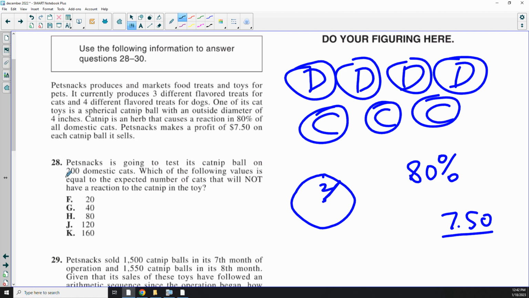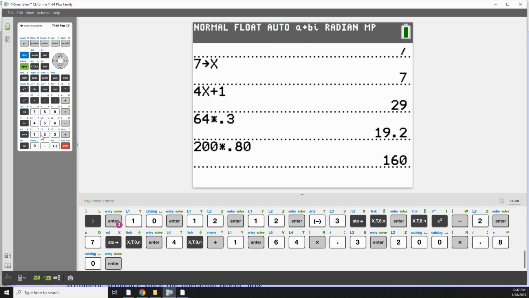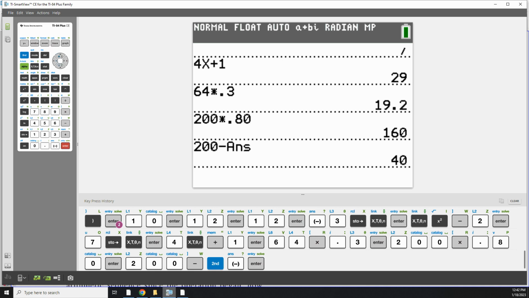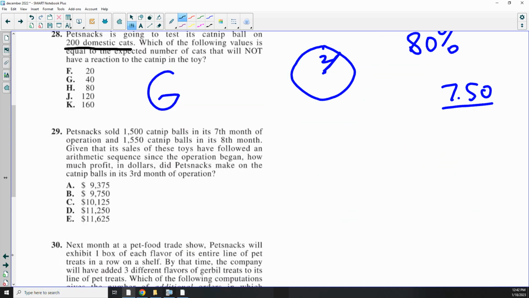Now, what do I have? I'm going to test it on 200 cats. So 80% have a reaction. Be careful. The question is, whatever I get 80%, I times it by 0.8. So that would give me 160. The question is, who does not have a reaction? So that would be 40 cats.